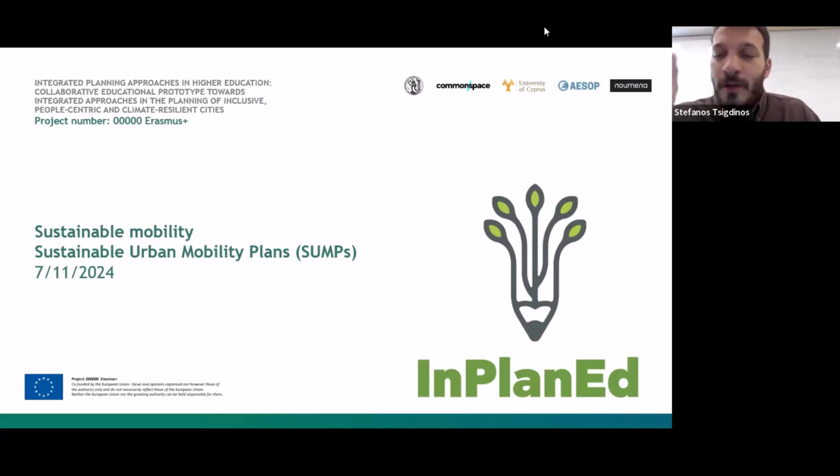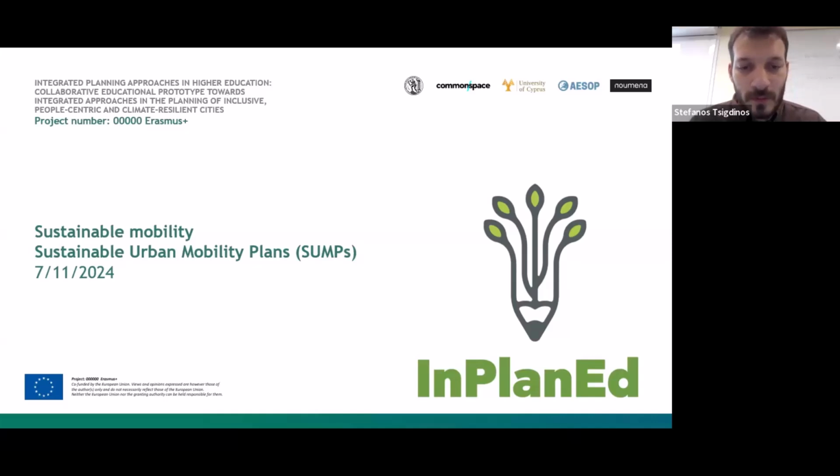So the need for a sustainable urban mobility plan is that we have the concept of sustainable mobility, but we have to complement that with a kind of document that will help us find our strategy, will help us find the measures, and will help us find the correct ways of implementing sustainable mobility in real life. So that's the plan. That's the rationale behind all these SUMPs that we hear.